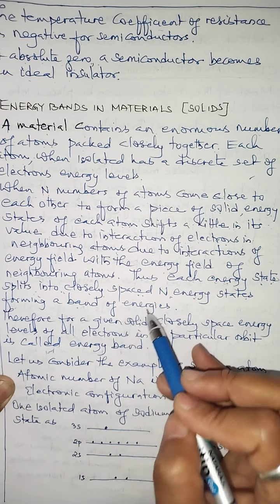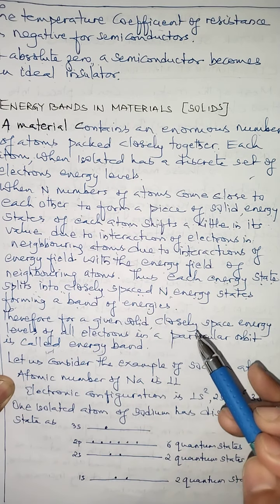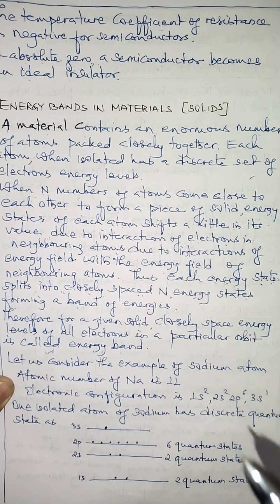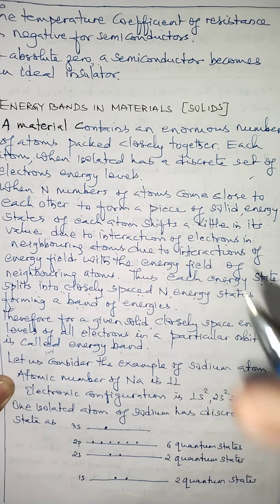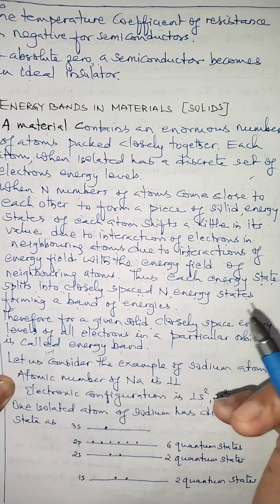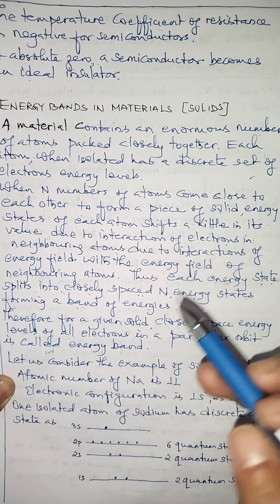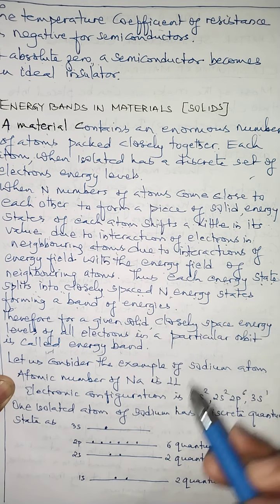It forms a band of energies, and this band of energies acquired by the n number of atoms, for every orbit acquired by the electrons, is actually called an energy band.